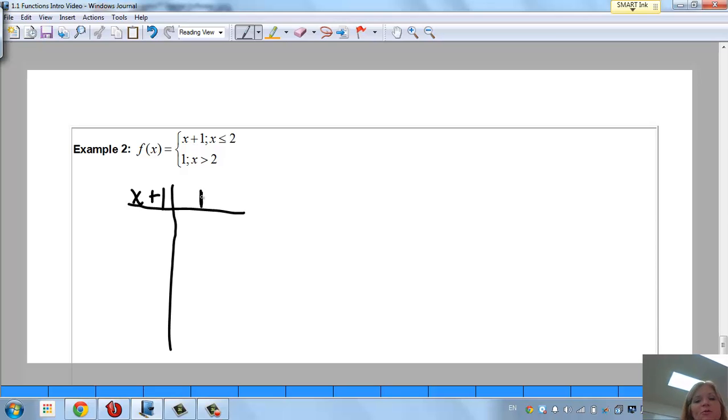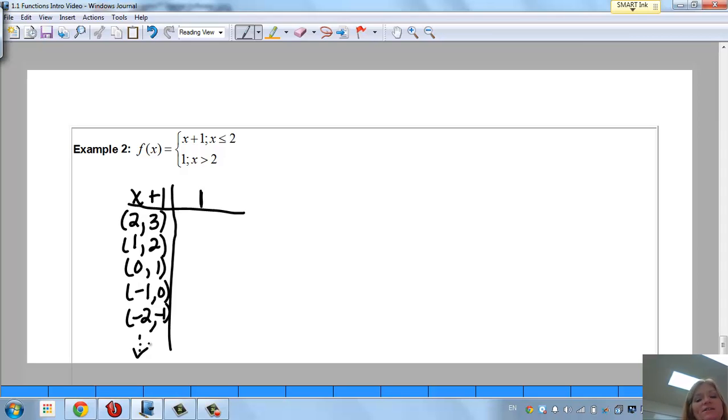All right, so let's put some points in. We start at the breaking point, which happens to be 2. 2 is part of that, so I put 2. 2 plus 1 is 3, and it's going down. 1 plus 1 is 2. 0 plus 1 is 1. Negative 1 plus 1 is 0. Negative 2 is negative 1. And so on and so forth.